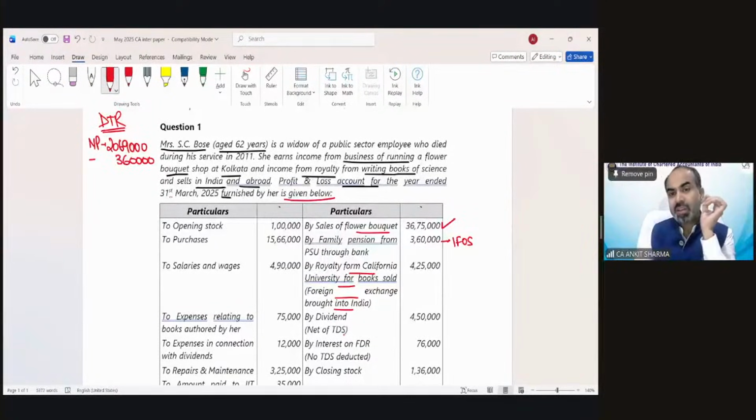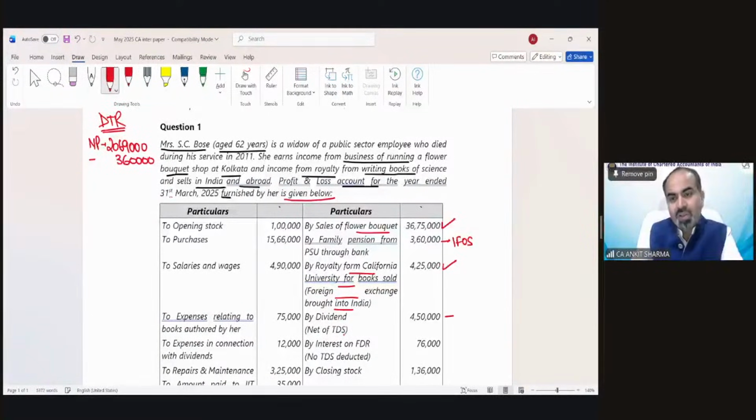Now you can consider royalty income as business income, or you can consider this royalty income as income from other sources. Both options are allowed. If you consider it as other sources, then you have to remove this income from the credit side, and the expenses related to royalty also need to be removed from the debit side. But if you assume it as normal business income, then we will not do anything with the income of royalty and the related expenditure. So I am considering it as my business income, so I am not doing anything.